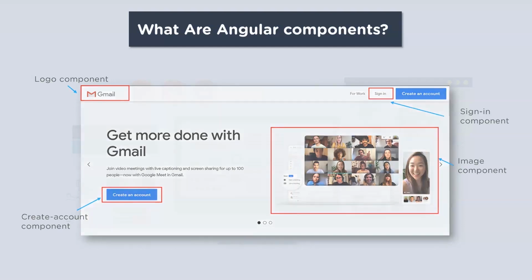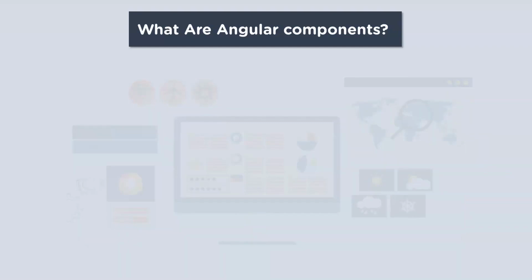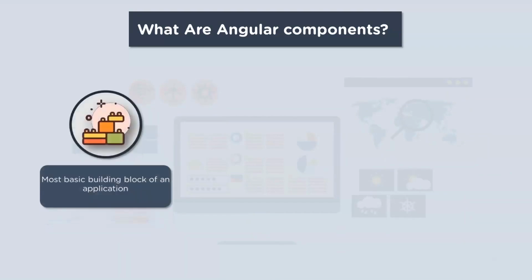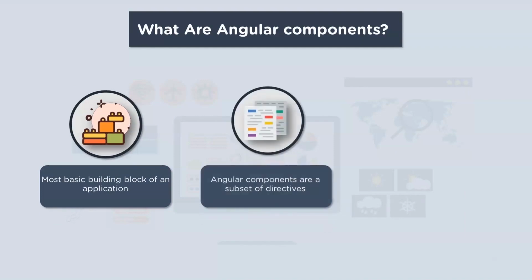To go ahead, let's discuss some of their common features. Firstly, they are the building blocks of an application. Generally, you have a root component, which is basically the app component, and then it branches out into other components, creating a hierarchy. These components are a subset of directives. Don't worry about what directives are because we'll cover them later on in the series. But to give you an idea, there are three types of directives: the structural directives, the attribute directives, and the component directives.